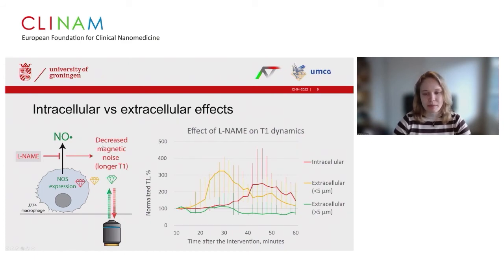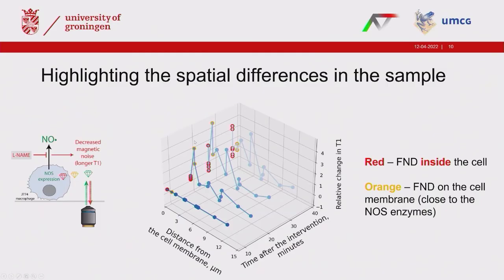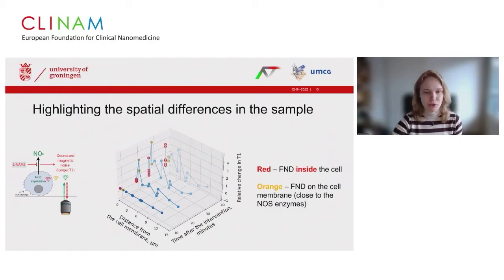Basically, the reason why we see this response faster on the cell membrane, this is the distance from the cell membrane, and this is the time, is because a lot of those NOS, nitric oxide producing enzymes, are actually located on the cellular membrane in the J774 macrophages. So when we introduce the inhibitor to the medium, those will be the molecules that will first see the inhibitor and that will first stop the production of nitric oxide, eliciting the response there.